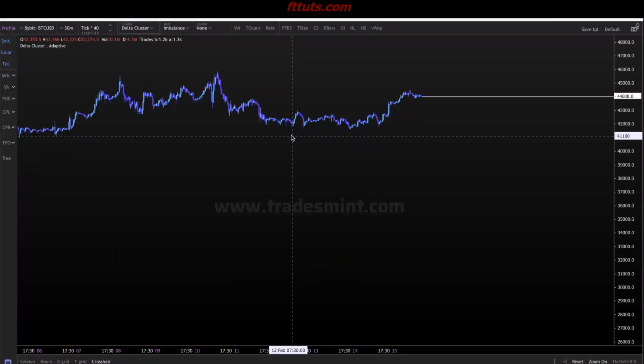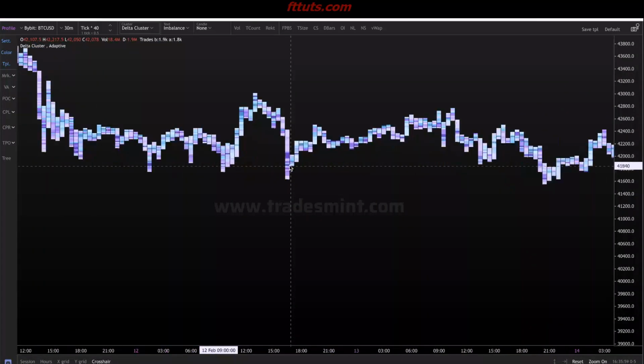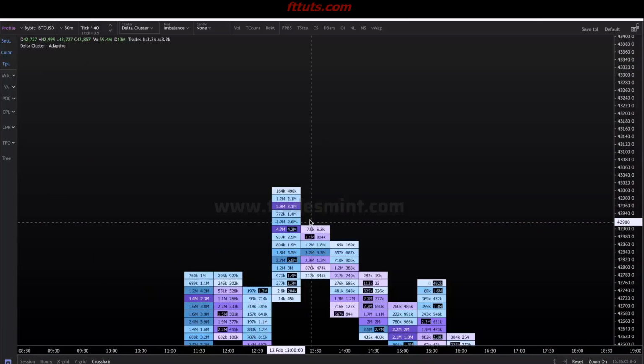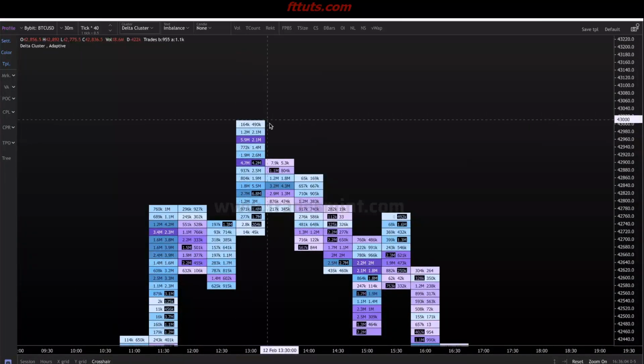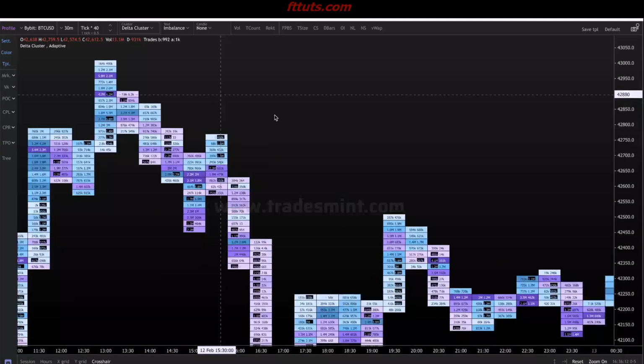Okay, so first of all, we tried to break the resistance the first time, and what we see up here as we're getting to the top is we don't really see any imbalances, right? We don't see selling or buying imbalances at all up here. So this is not very strong looking as a potential breakout.